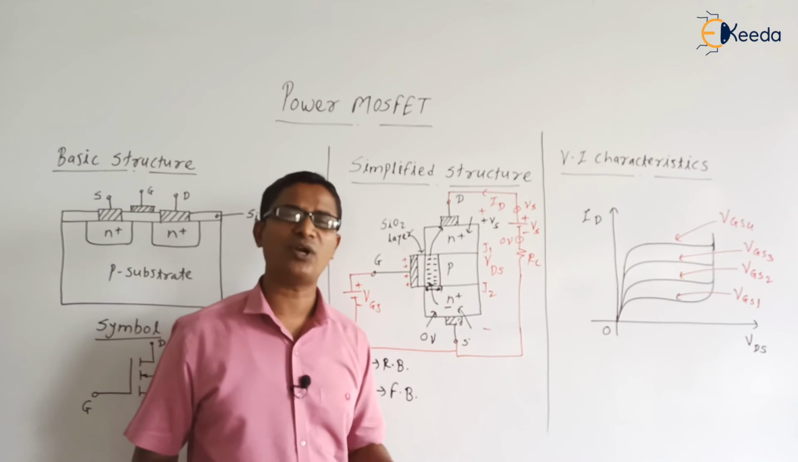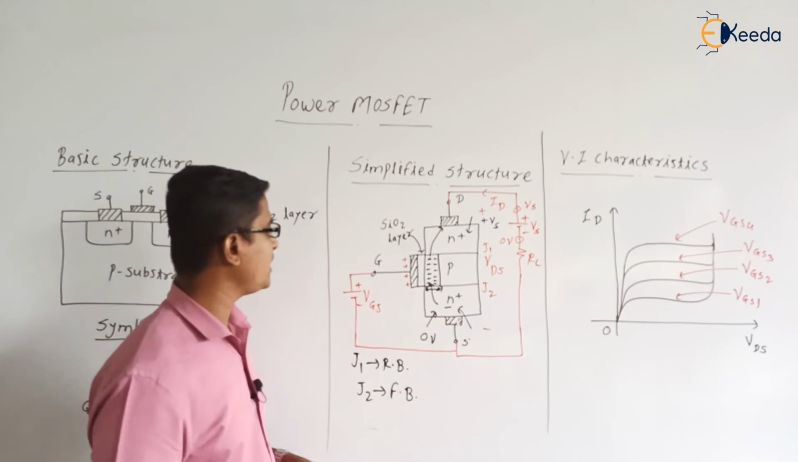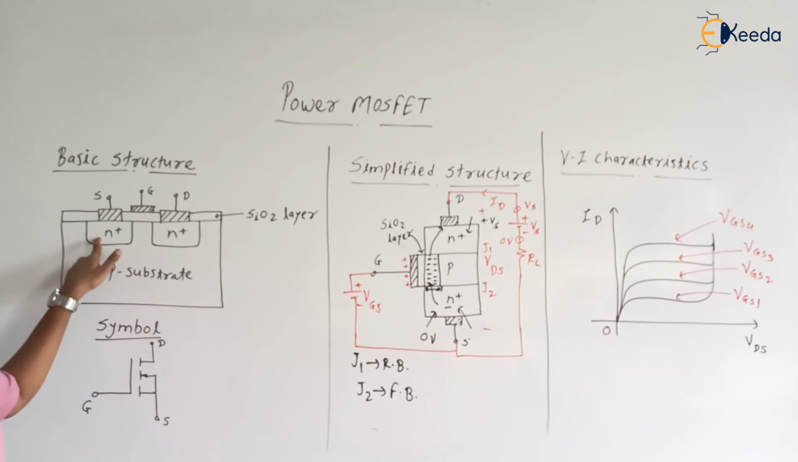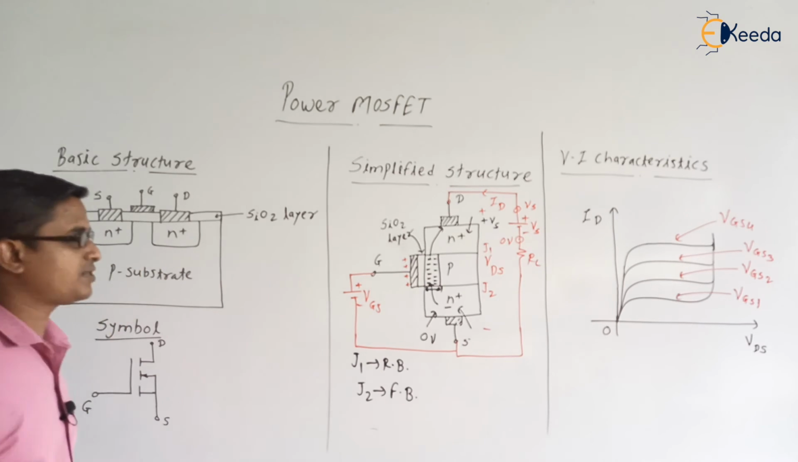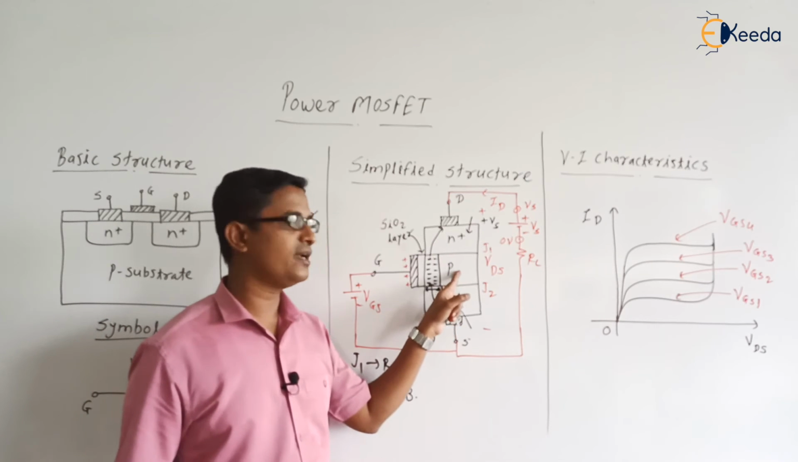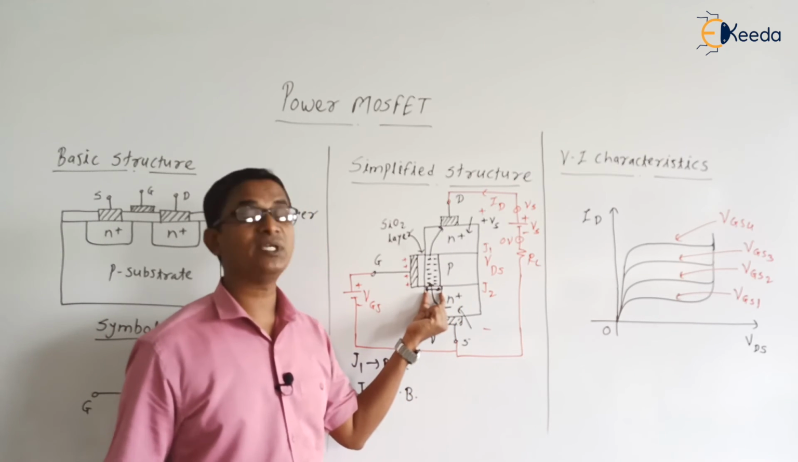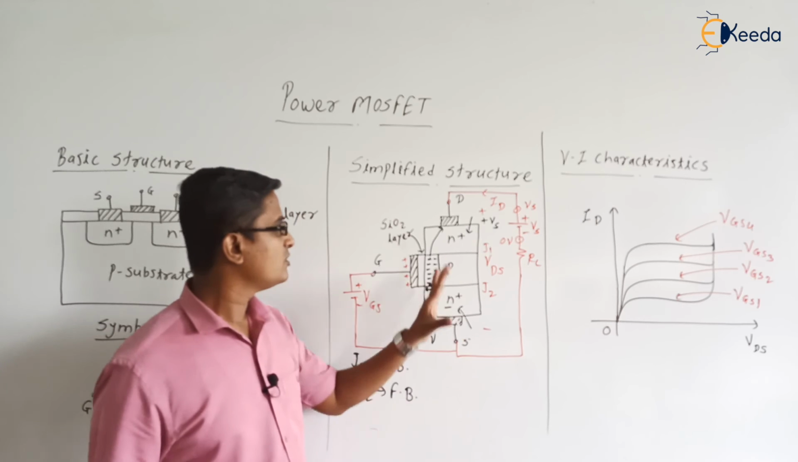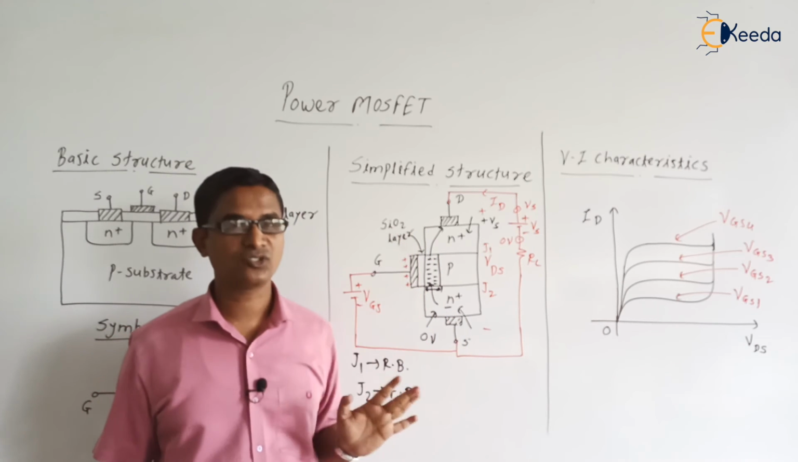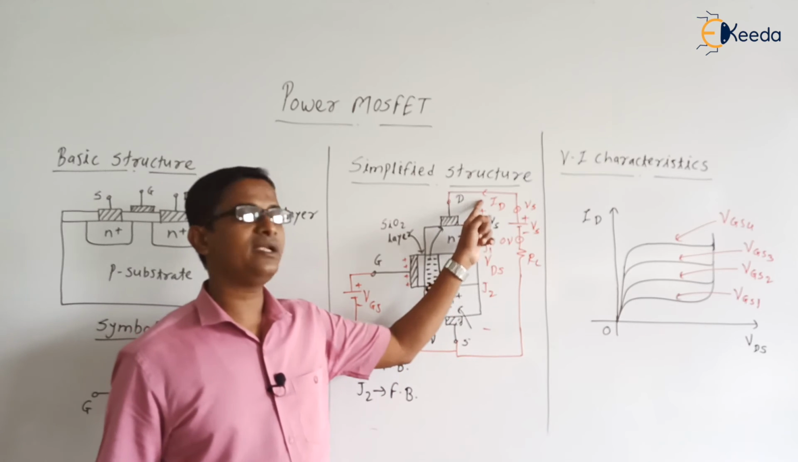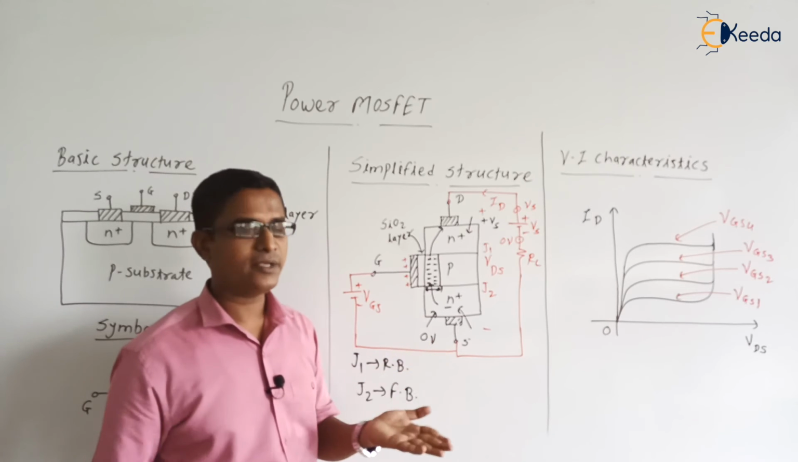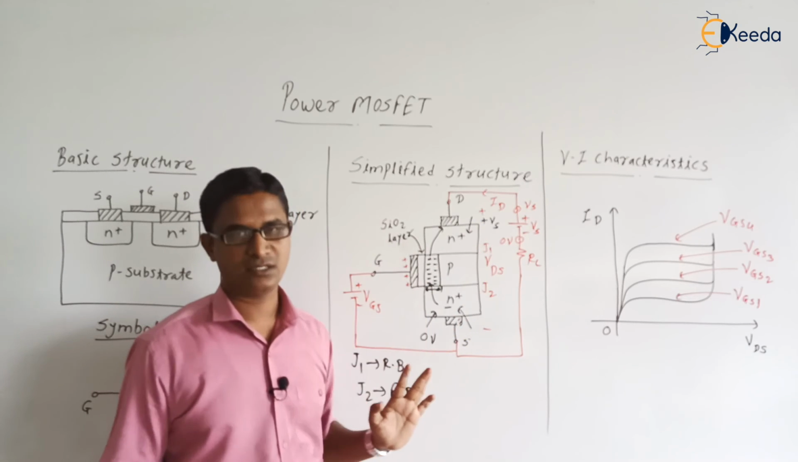Whereas in the P channel, what is the change? The change is that here we have the N substrate, and here it is P plus, here it is P plus. So here we will have the formation of a layer of positive charge carriers. So this is about the simple operation of the MOSFET. In conclusion, we can say that ID depends on the value of VGS. The more the VGS, the more will be the ID for the same value of VDS.